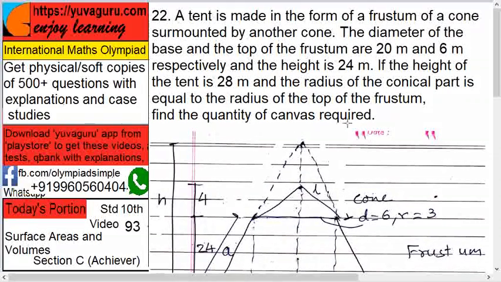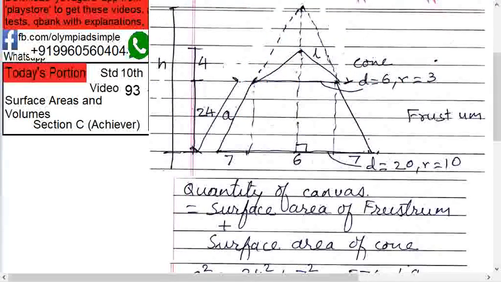Find the quantity of canvas required. Canvas means what? The total surface area you have to find out. But when you find the surface area, there are two surface areas to this cone. One is from inside, one is from outside. You don't have to find both the inside and outside, because we want the canvas. So you find it only once. Once you understand this, the problem is easy now. Quantity of canvas equals the surface area of the frustum plus the surface area of the cone.